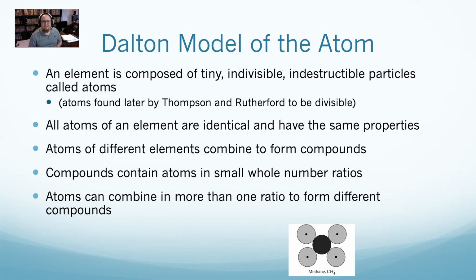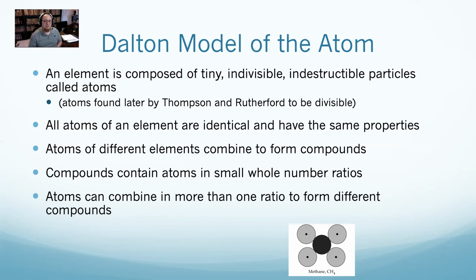And really, the only thing in that first sentence that's correct is tiny. They are indivisible. They are indestructible. But they are tiny, so that's something. And what he said is all atoms of an element are identical and have the same properties. Now, this also is now known not to be 100% true. Not necessarily identical, but they do have the same properties and are very, very similar in certain ways.